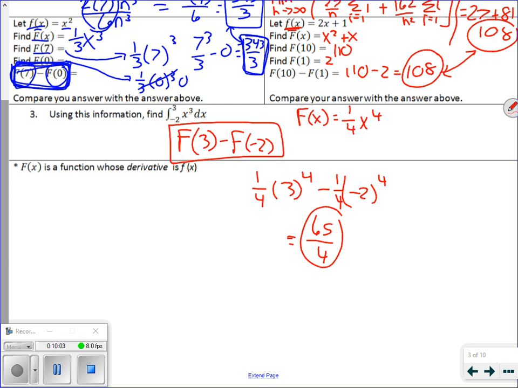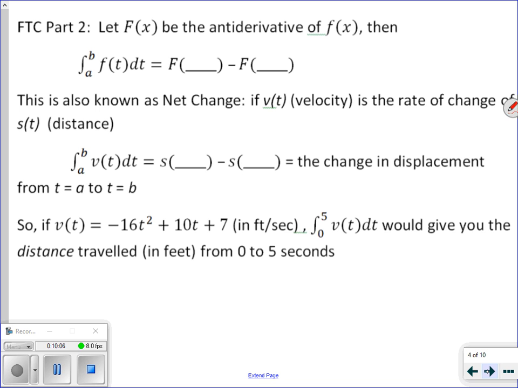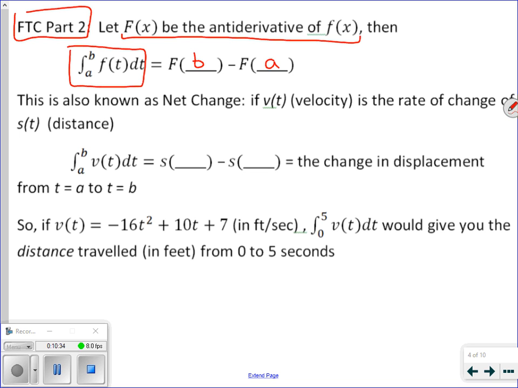So let's have a slide that describes all that. It says let capital F of x be the antiderivative of f of x, so working backwards. Then the integral, or the area underneath the curve of f from a to b, is just equal to the antiderivative of b minus the antiderivative of a. And that statement is FTC part 2. That is where our shortcut rules and quick math come into play. This is also known as the net change.